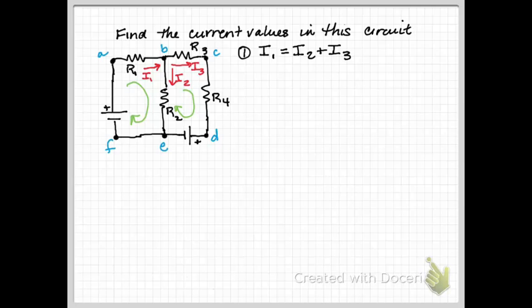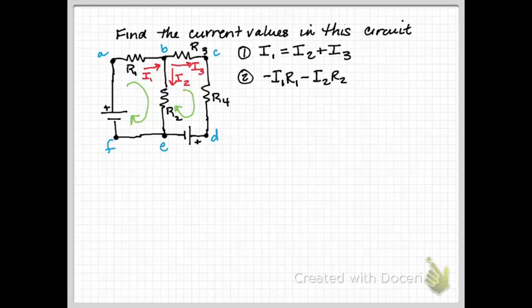So our next one is going to be our first loop, A, B, E, F. And so we're going to start at A, and we're going to go through our first resistor. And so the voltage drop across that first resistor is minus I1, R1. We're going to turn the corner, and we're going to go through R2. So we have minus I2, R2. And we're going to turn the corner, and we're going to go through our battery.